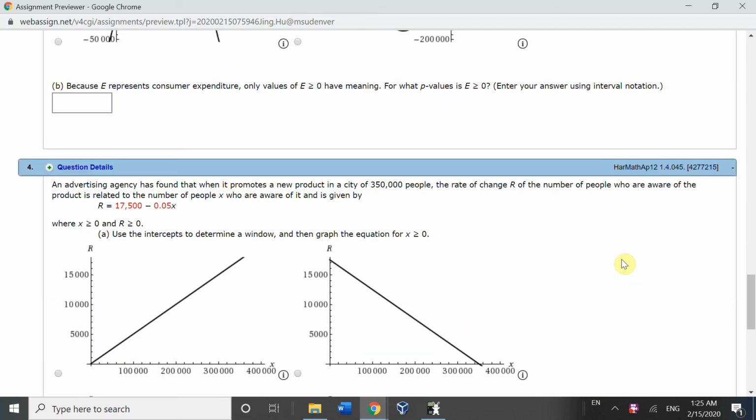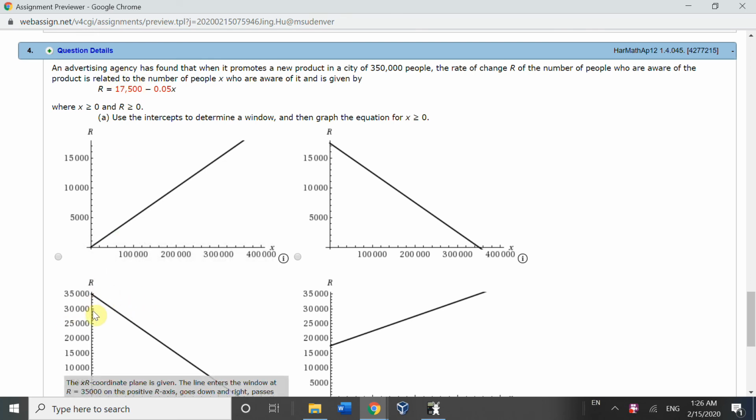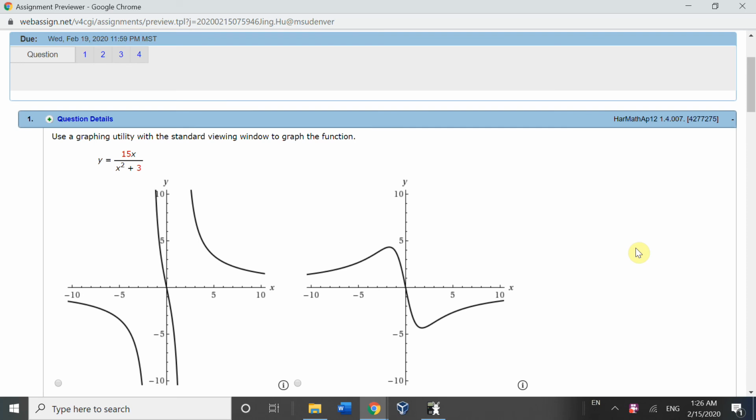Now let's move to the next question. For this function, based on the slope, it is a negative slope. This line and this line are eliminated. Then based on the y-intercept, we could see this graph is not the right one. And this is all about doing those problems manually.